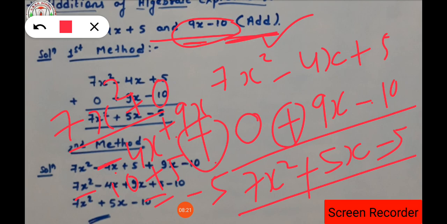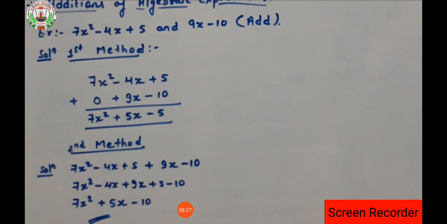So what is the answer finally? The answer will be 7x square plus 5x minus 5, which is the required answer. So this is the first method. This method is said to be the column method. In this way we can add algebraic expressions.